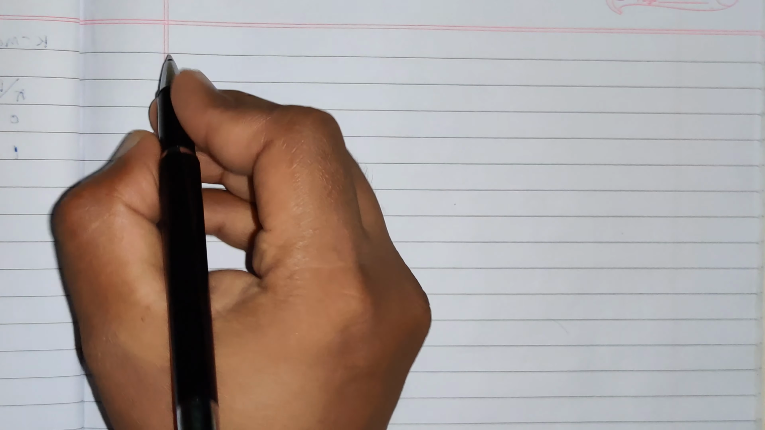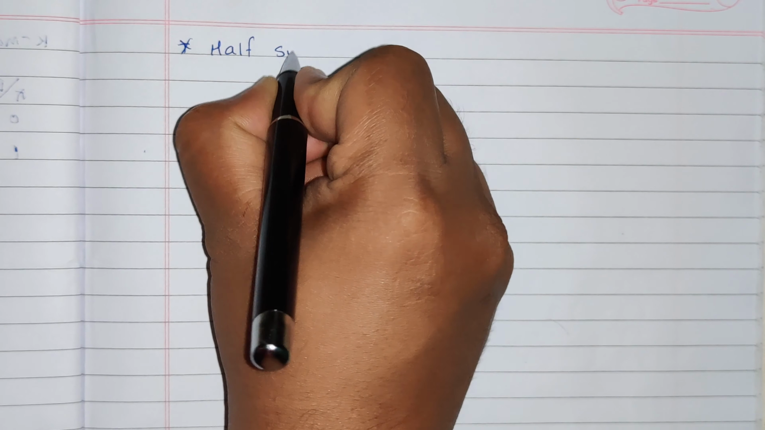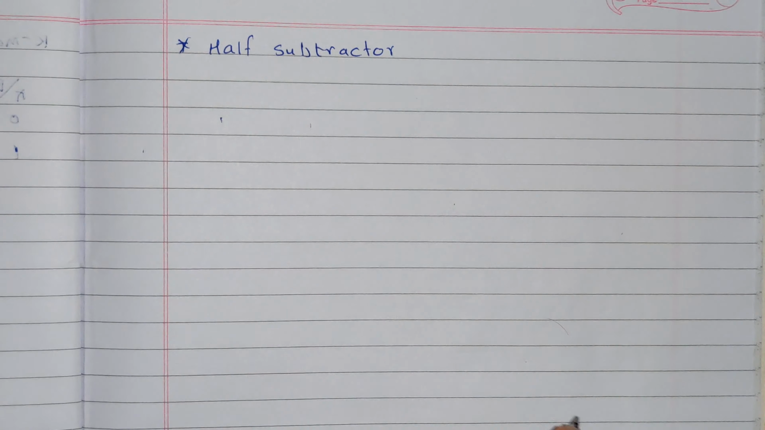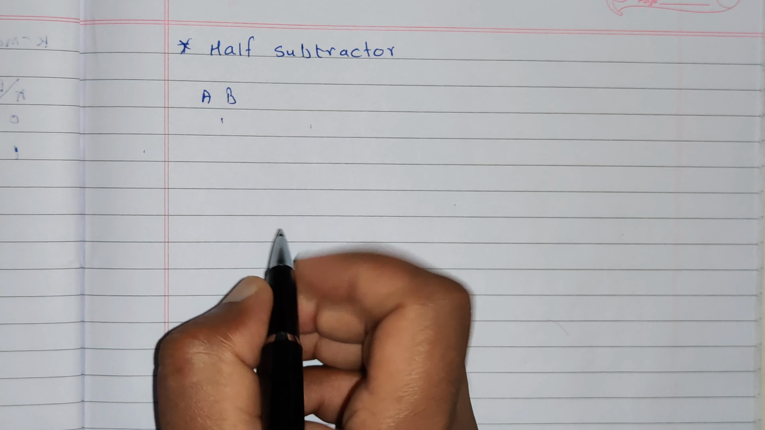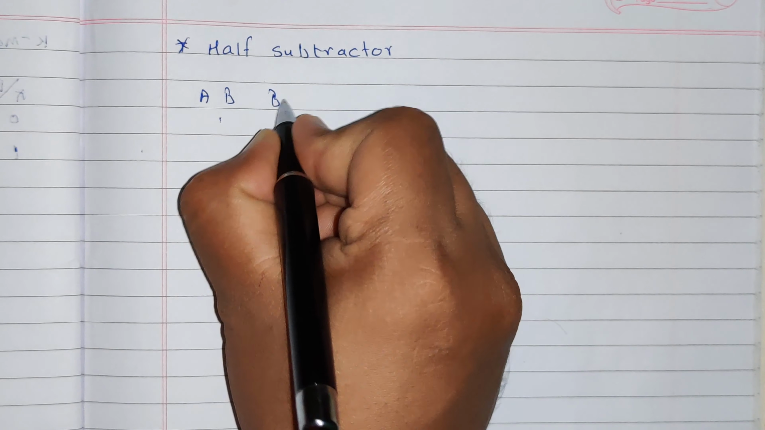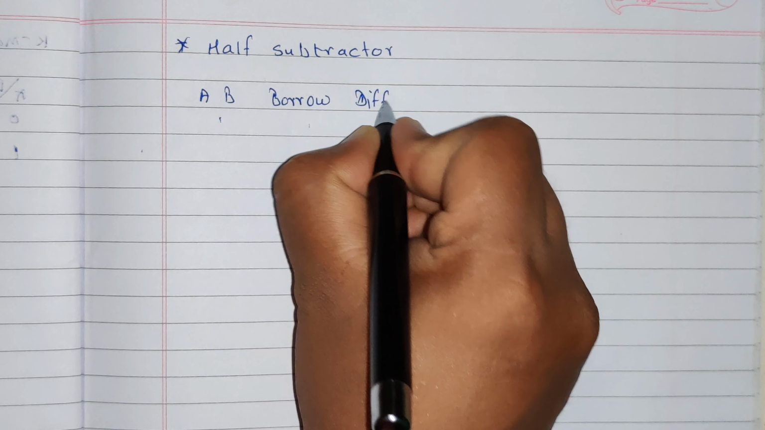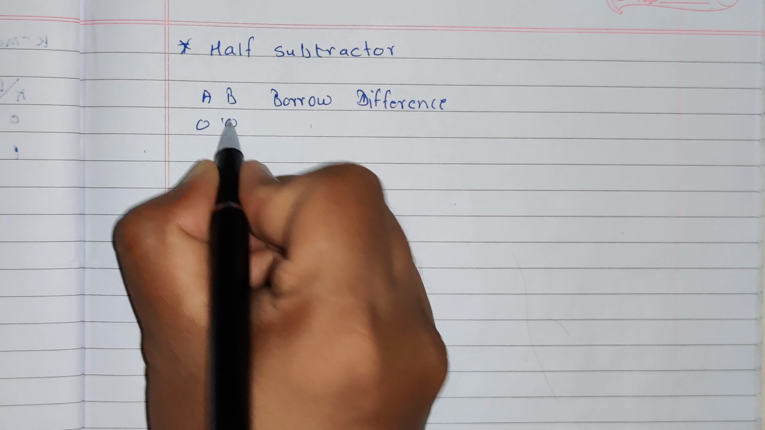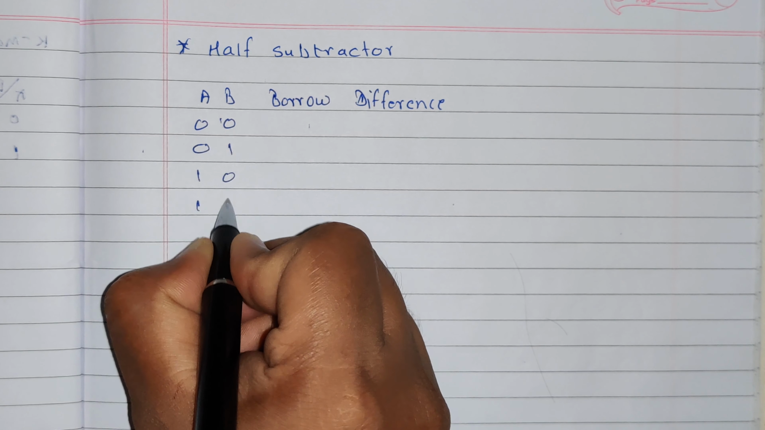Hello friends, today we are going to study half subtractor circuit. So half subtractor is a circuit which subtracts two inputs A and B, and outputs will be borrow and difference. Now AB can take four values: 0 0, 0 1, 1 0 and 1 1.